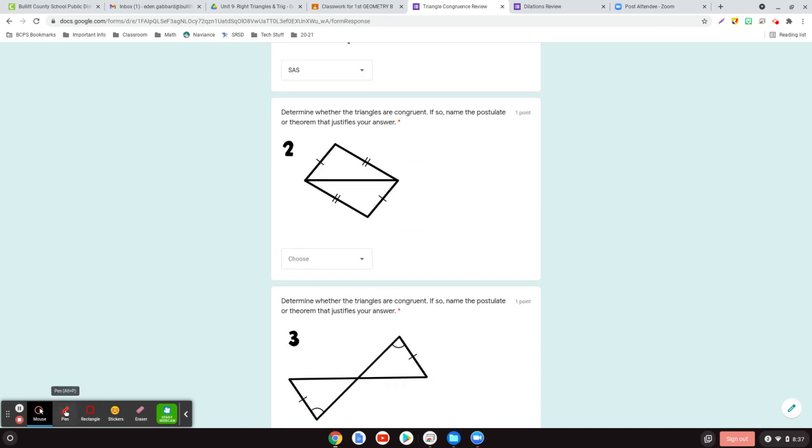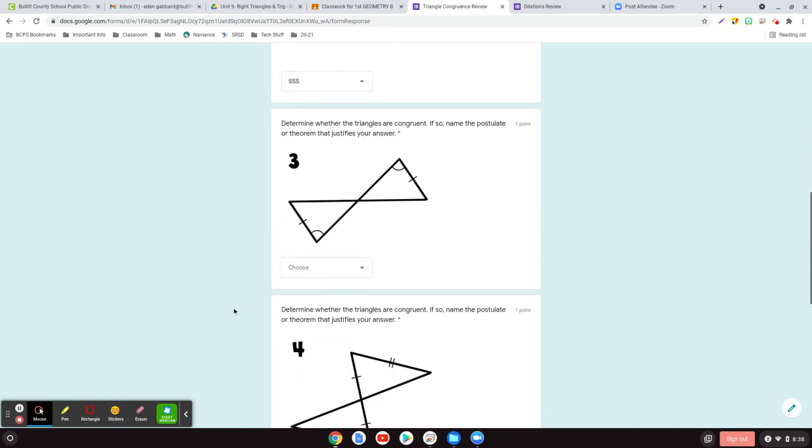Number 2. Let's look at these 2 triangles. Well, let's look at what we know about it already. We know that these 2 sides are congruent. We know that these 2 sides are congruent. But what else do we know? Well, we know that it has a reflexive side, this side right here down the middle. Let's pretend I can highlight this line, so that we know that this line is the same length for both of these triangles. So this is a third side that is congruent. So we can tell that this is congruent because every side has a congruent side. So what is that called? Well, simply side, side, side.